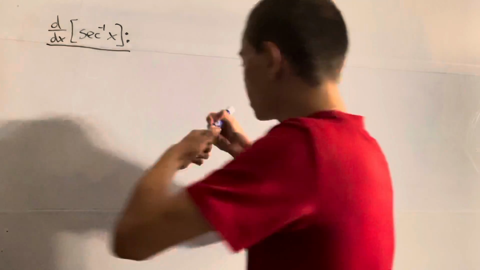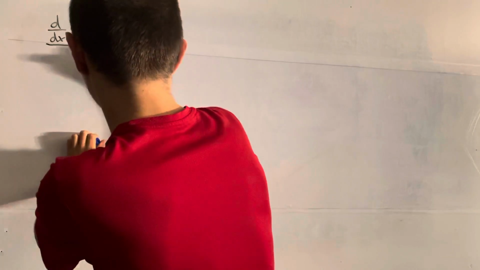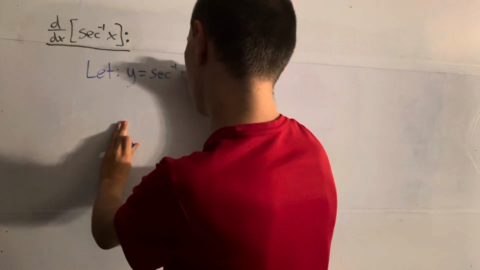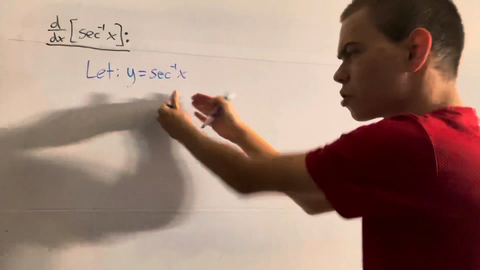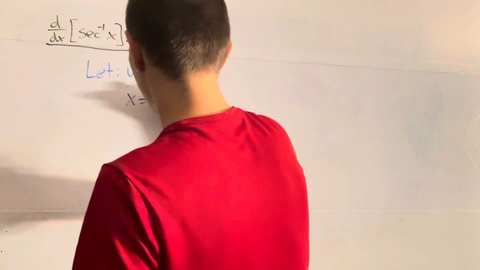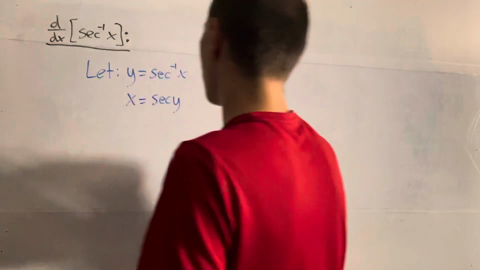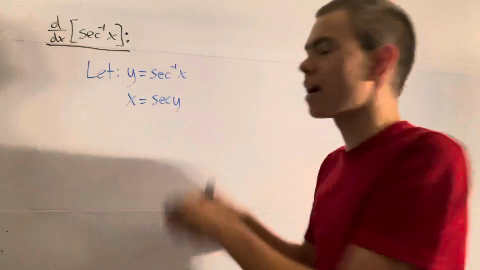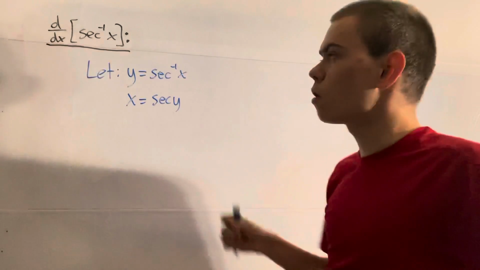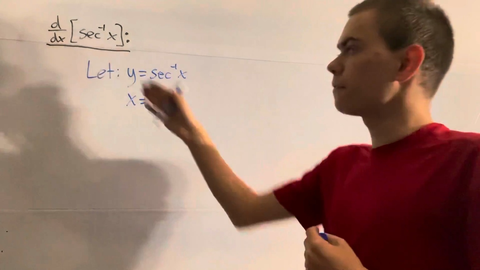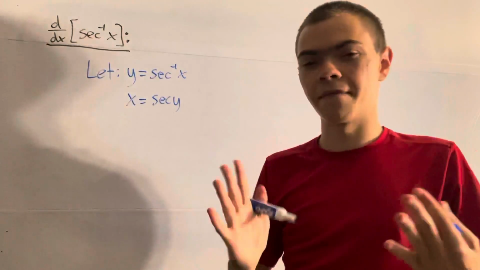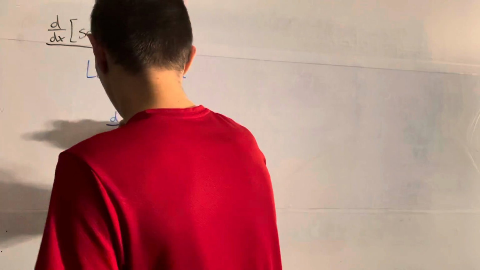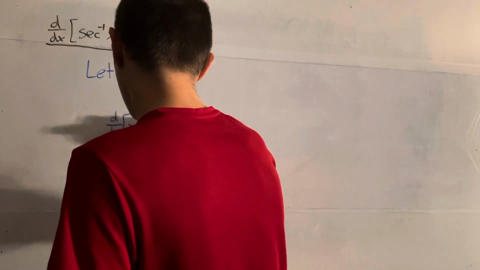So what we're going to do is say that y is equal to the arcsecant of x. If this is true, then that means that x is equal to the secant of y. So all we have to do is take the derivative of both sides with respect to x and then solve for dy over dx. And that will give us the derivative of the arcsecant of x.